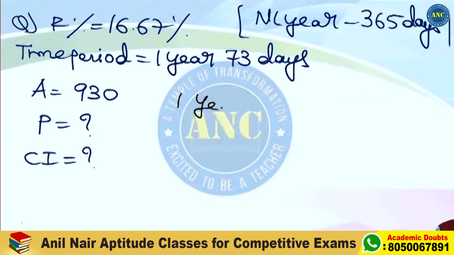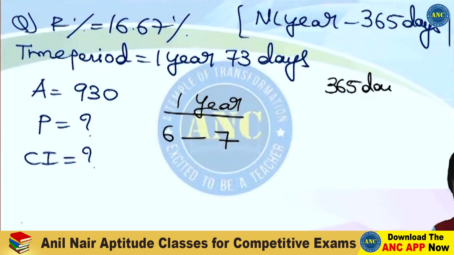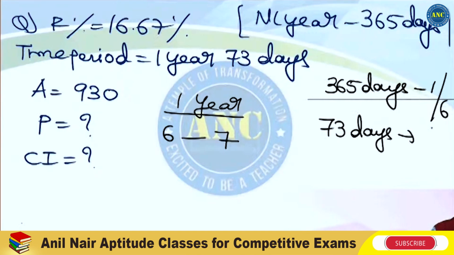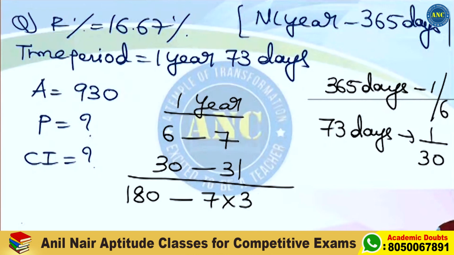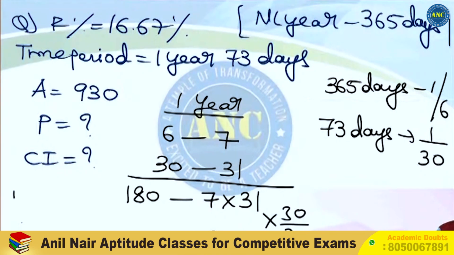Again, 1 year is nothing but 6 increases by 1, which is 7. For 365 days, the interest is 1 by 6. 73 days is 1/5 of 365 days, so 1 by 30. 30 increases by 1, 31. This is nothing but 180, this is nothing but 7 into 31. This is 930, so it is into 30 by 7. So principal is 180 into 30 by 7.